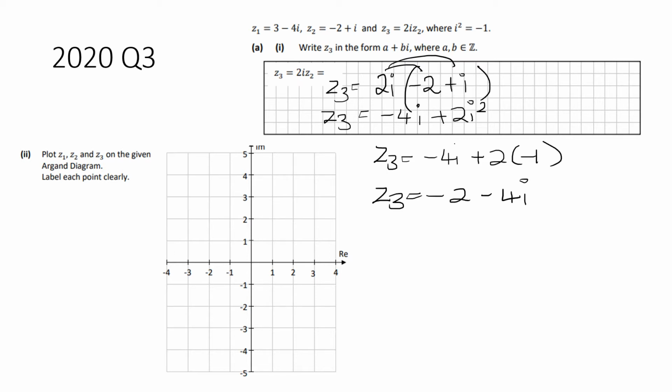For part 2, you want to plot z1 onto the Argand diagram. So that's 3 minus 4i, and then you label it. z2 is minus 2 plus i, and you also label that. And then z3 is minus 2 minus 4i. So that's 10 marks for both those parts.